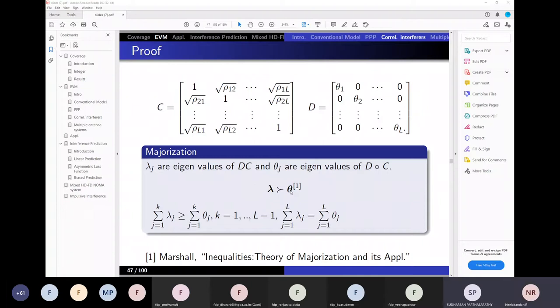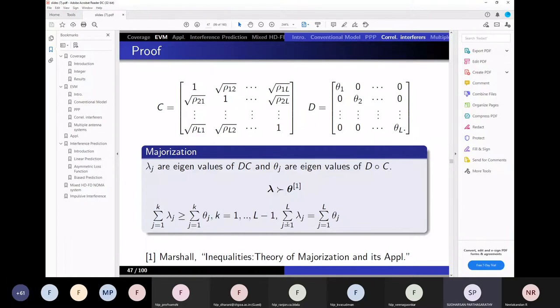Nilanganan, am I audible? D dot C means like a point by point multiplication. Yeah, yeah, element by element. Yeah, correct. So D dot C is going to be the D matrix itself because all the other elements are zero, right? The off diagonal elements are zero. So for a diagonal matrix, the eigenvalues are going to be the diagonal elements themselves. So theta j's are going to be the eigenvalues. Correct?